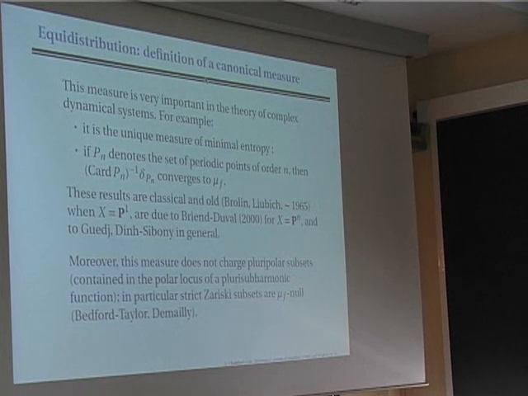And they go back to Brolin and Lyubich in the 60s, and Briand, Duval, and Gage. So they are quite recent in the case of general algebraic varieties. Moreover, one can show that this measure does not charge Zariski subsets, strict subsets. So this implies that the Zariski closure of the support of this measure is equal to the whole variety. But remember that if you look at P1, then the support of the measure was just the circle. So this is a closed subset, which is far from being equal to the Riemann sphere.